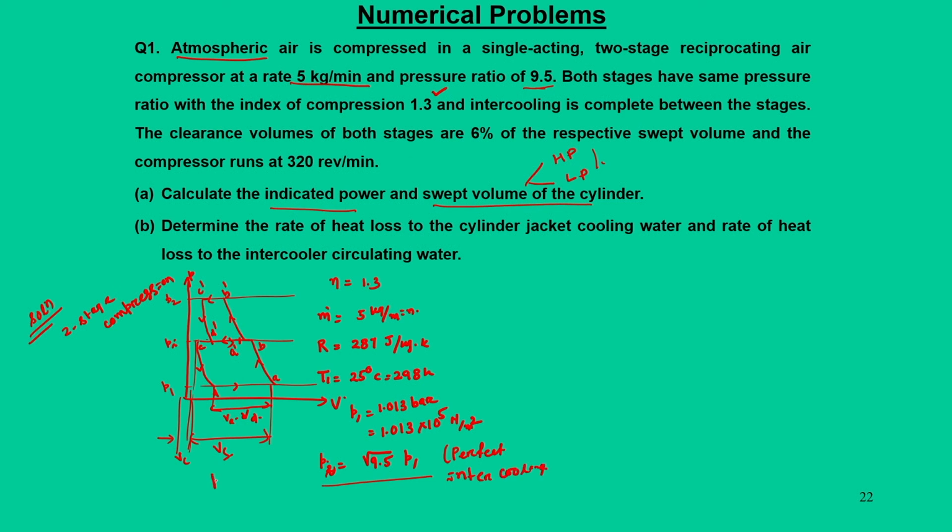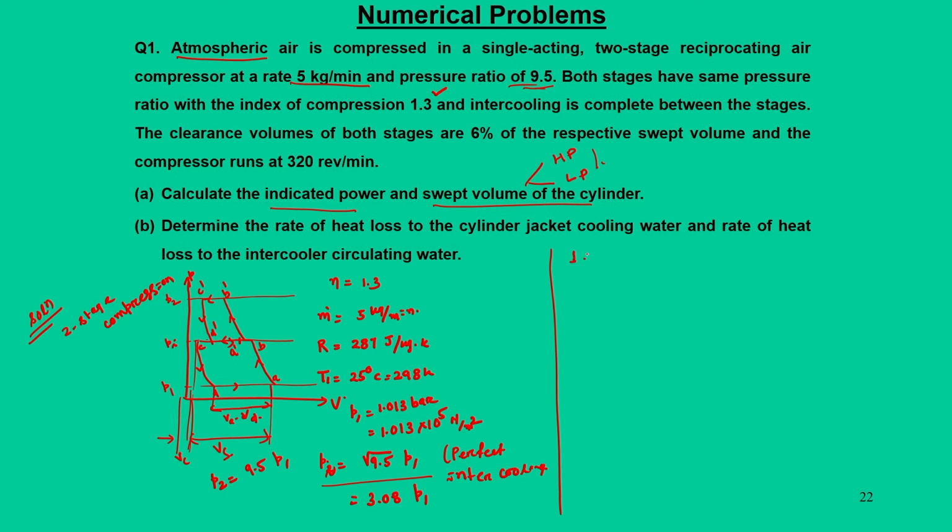And P2 is 9.5 times P1. So, the final pressure ratio is 9.5. The first thing we have to find out is this intermediate pressure Pi. Pi we can already note down from this, and this is 3.08 P1. Okay. The first thing that we are going to calculate is the indicated power.